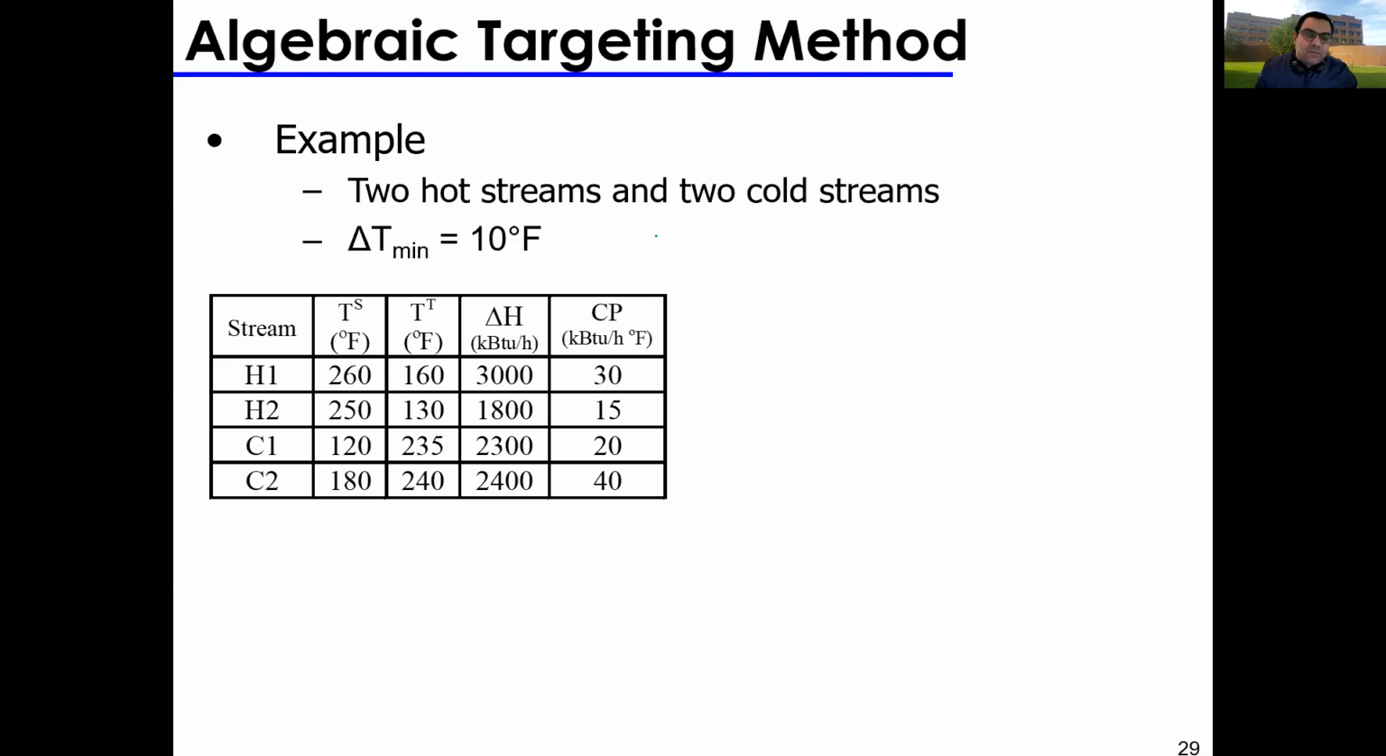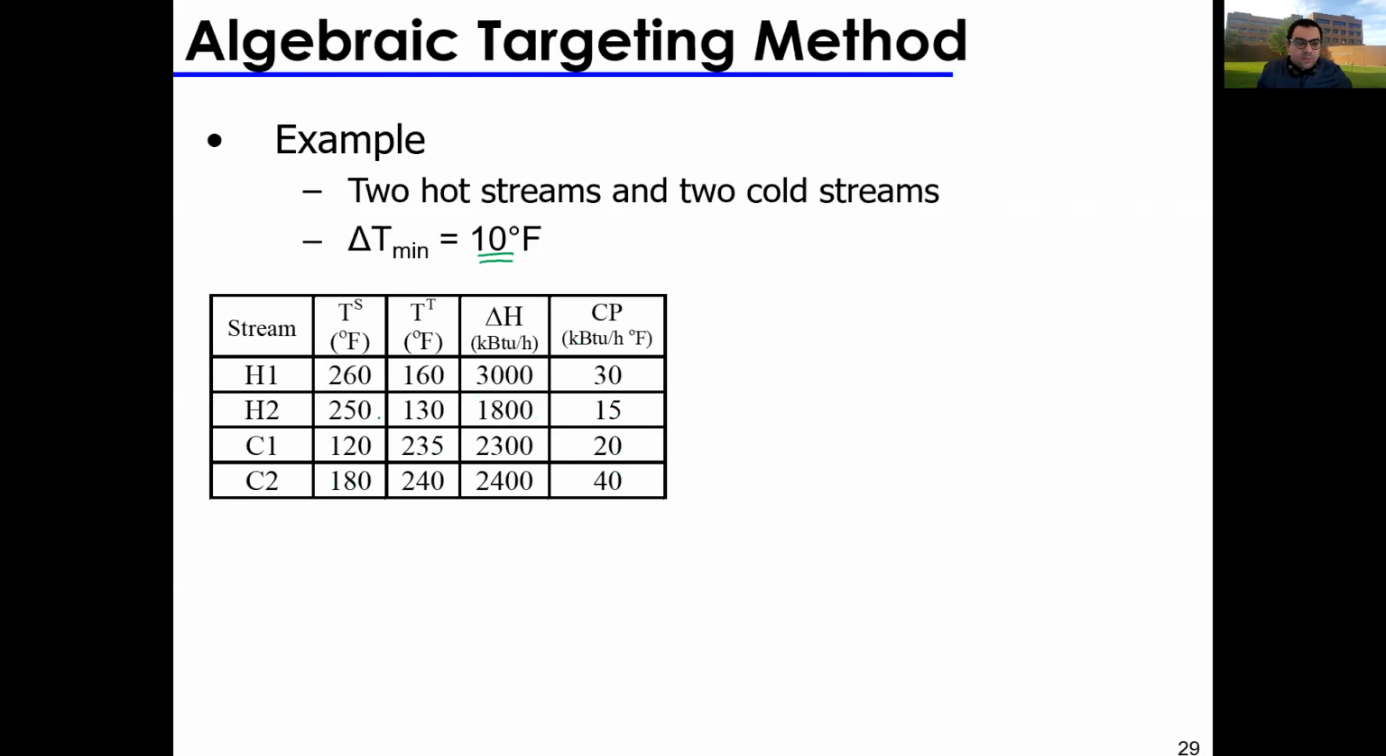So you're given an example. I have 2 hot streams and 2 cold streams, and the delta T minimum is 10 degrees Fahrenheit. Let's just have a look at these streams. H1, H2, C1, C2. H1, I need to cool it from 260 to 160, has a CP of 30. H2, I need to cool it from 250 to 130, has a CP of 15. C1, I need to heat it from 120 to 235, has a CP of 20. And C2, I need to heat it from 180 to 240 and has a CP of 40. Okay, so given some information, or you're given a figure and you extract this information.